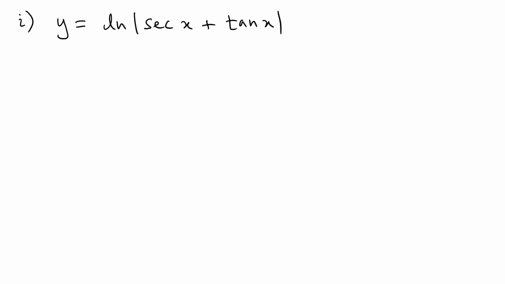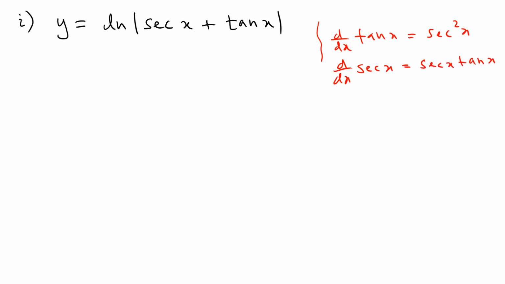As the next example, we have a very interesting function. We have y equals natural log of secant x plus tan x. This is actually a formula that you're going to use in Calc 2, and we're going to derive it. So we can recall some of the formulas. We know the derivative of tan is secant squared, and the derivative of secant is secant x tan x. Again, if you are not familiar with this, you can look at the video about the derivative of trigonometric functions.